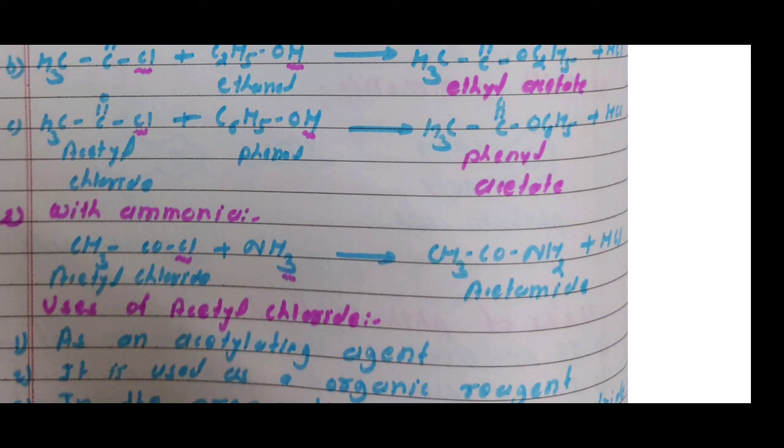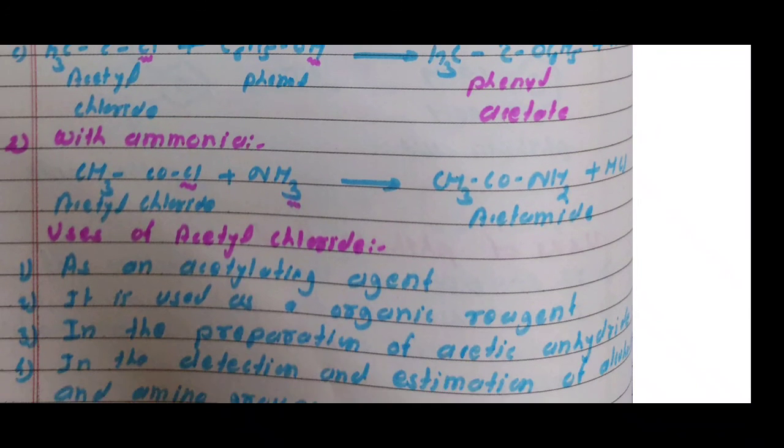Similarly, acetyl chloride reacts with ammonia, formation of acetamide, that is CH3CONH2. The CONH2 group is called the amide, and Cl from acetyl chloride and one of the H from ammonia are released in the form of HCl. This is the action of ammonia with acetyl chloride, formation of acetamide. These are the reactions of acetyl chloride. Further we study uses of acetyl chloride.